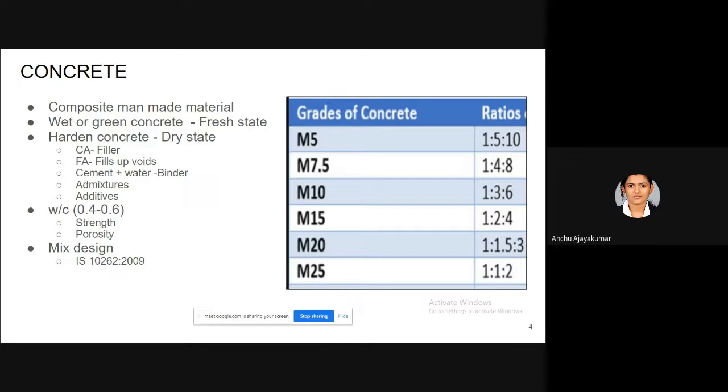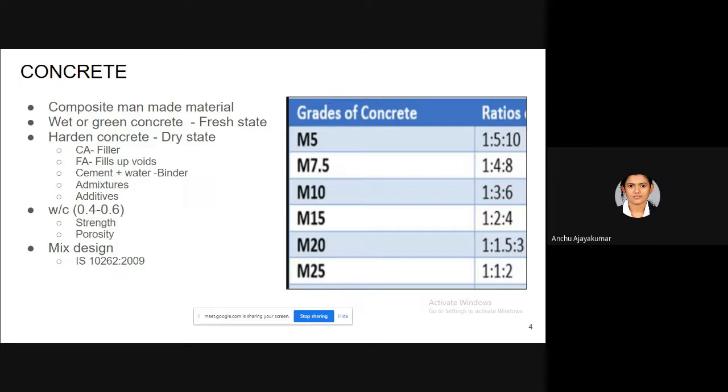Then moving to the table, we have different grades of concrete. M5 concrete, M7.5, M10, M15, M20 and M25. What is this? M means mix, and these numbers represent the compressive strength which we are expecting from this proportion of materials.